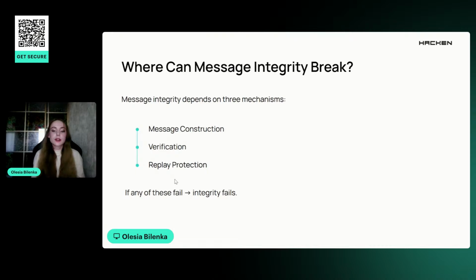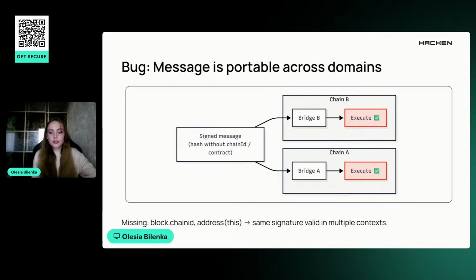So we already demonstrated verification and replay in Axis 1. In this section, we will focus on a more subtle variant of message construction, partial payload hashing. This is the cross-chain replay pattern we already demonstrated live in Axis 1. There is a signed message which misses chain ID and contract address. Therefore, it is accepted on both chain A and chain B.